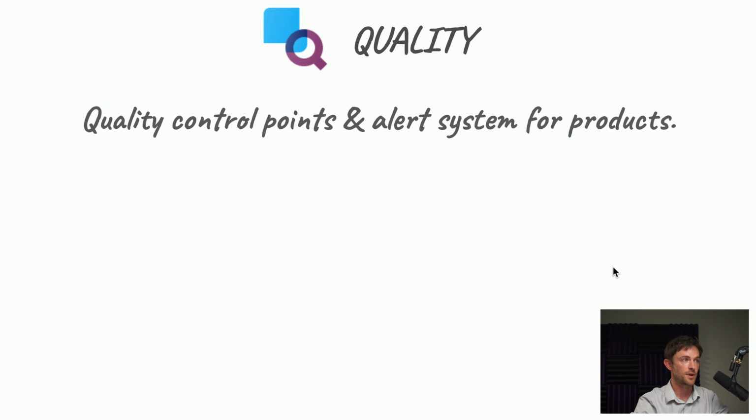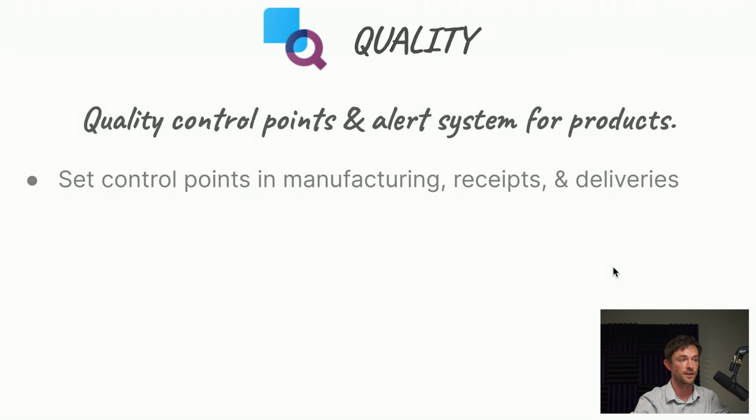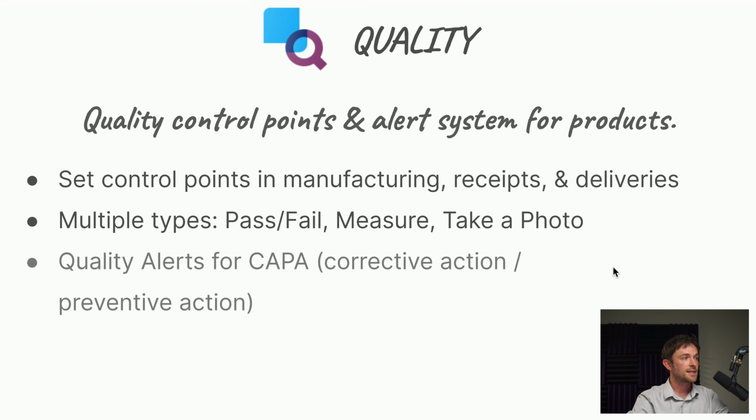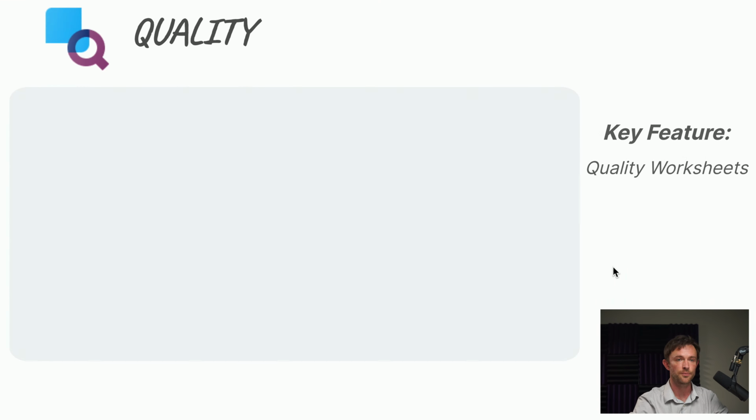Next, we got the quality app, and that's useful for whenever a company needs to verify that things are meeting certain standards of quality. Basically, you set up control points in manufacturing and in inventory so that employees have to complete a quality check of some sort. There are a lot of different kinds of quality checks that you can do, like just pass or fail, or it could be take a measurement, photo, worksheets. And separately, employees could trigger quality alerts themselves if they need to let the quality team know that there's some sort of quality issue, and they can take corrective or preventative action for it.